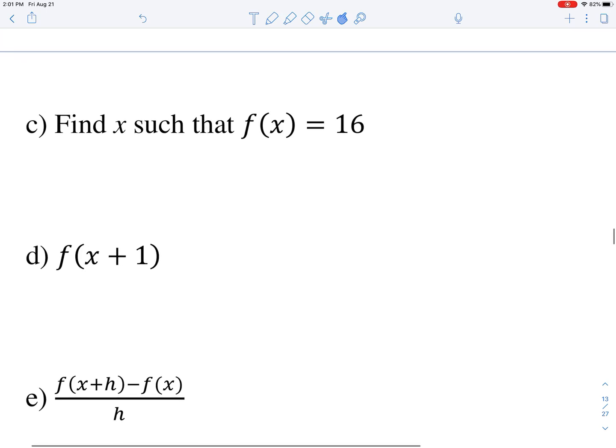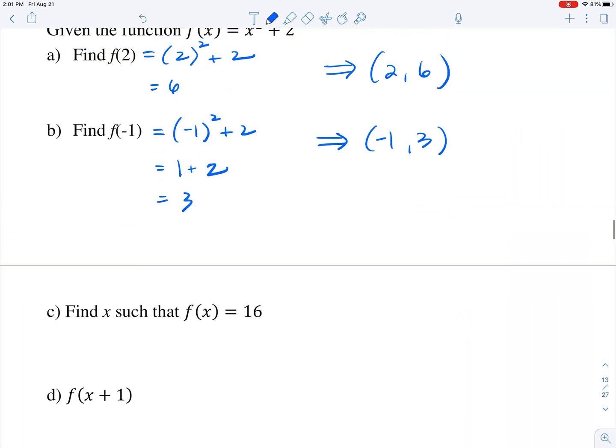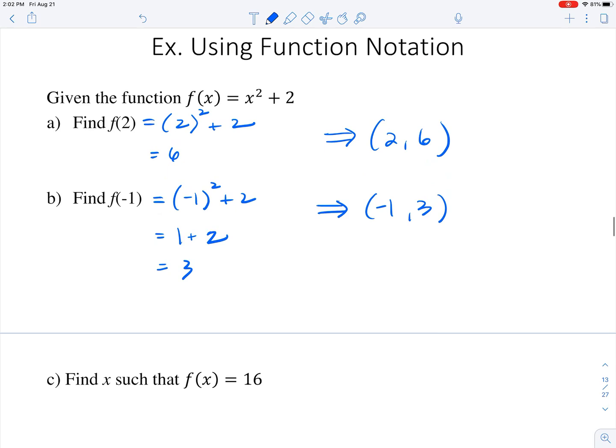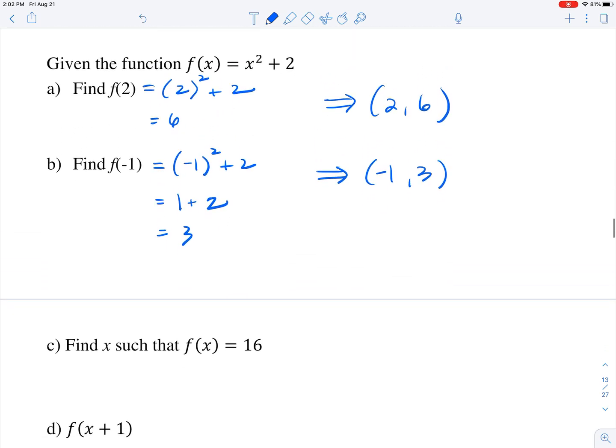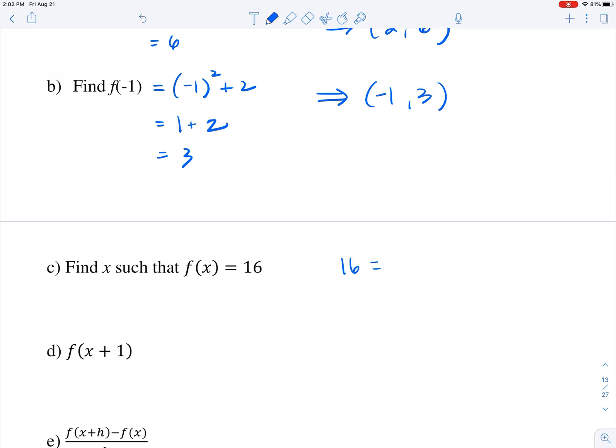Okay, C here is asking a different question. So it's saying find x such that f of x equals 16. So we were trying to determine what the y-coordinate was for a given x-coordinate. And now we want to find an x-coordinate or coordinates for a given y-coordinate. So what we can do is replace f of x in our equation with 16. So we'll have 16 equals x squared plus 2.